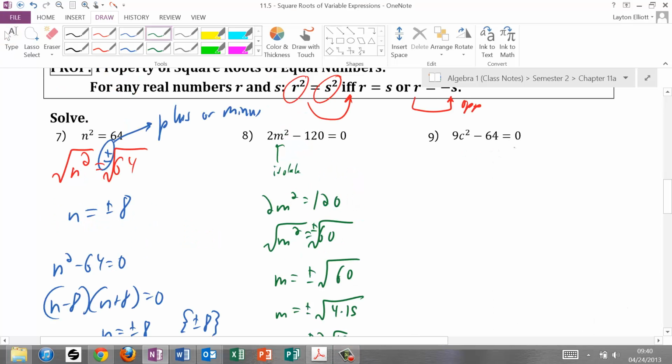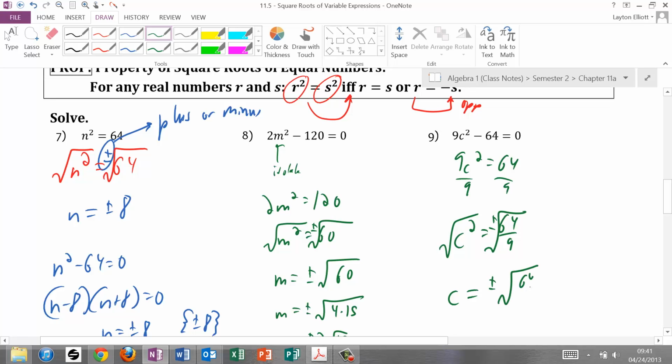For number 9, add 64 to both sides. So you get 9c squared is equal to 64. Divide both sides by 9. C squared is equal to 64 over 9. And then take the plus or minus square root of both sides. C is equal to plus or minus radical 64 ninths, which is equal to plus or minus 8 over 3.